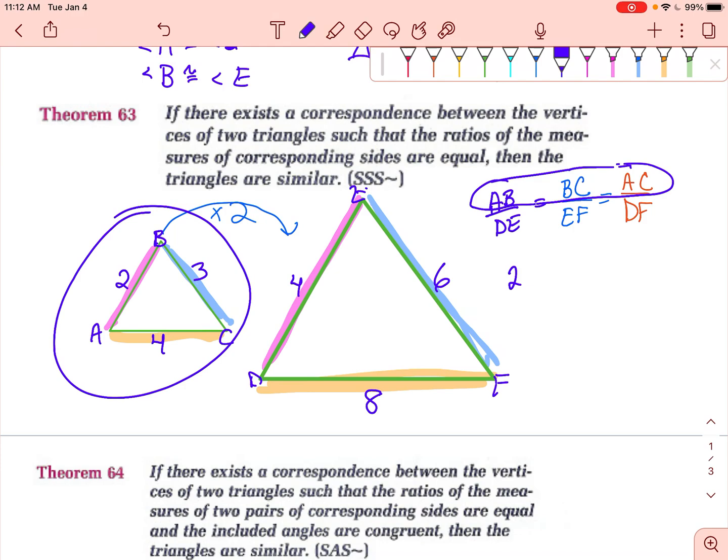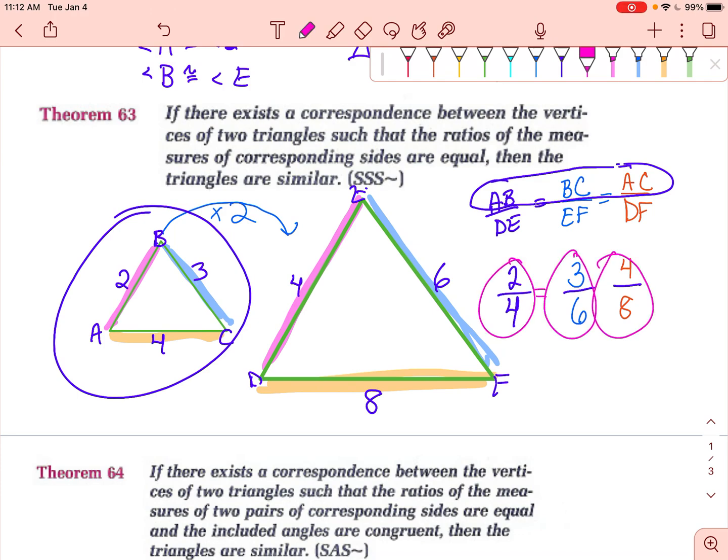I'll use the colors 2, 3, and 4. Now again, if I put those over the corresponding sides, the smallest side, 4, 6, and 8. If you take a look at all of these ratios, you will find that they are all equal to each other. They have the same ratio. And if the ratios are equal, I would say that triangle ABC is similar to triangle DEF.